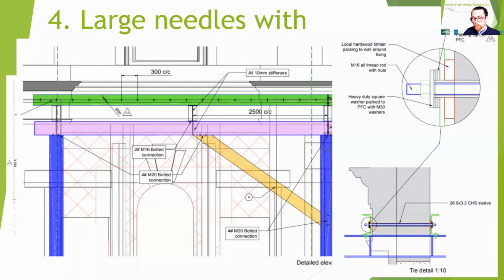Another solution which is similar to this is to use just the pinned back-to-back PFC back to some propping. This is helpful when you've got a wall which may well be heritage or protected, and they don't want to put big holes in for the needles. By using this back-to-back PFC, you've got a number of holes, but they're at regular centers and much smaller. So it may be that that could be a solution for your next project.